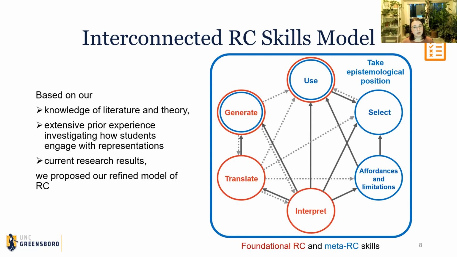As you can see in our model, we now differentiate between lower level foundational representational competence skills that are depicted with the red knots, and also higher level meta-representational competence skills that are depicted by the blue knots.